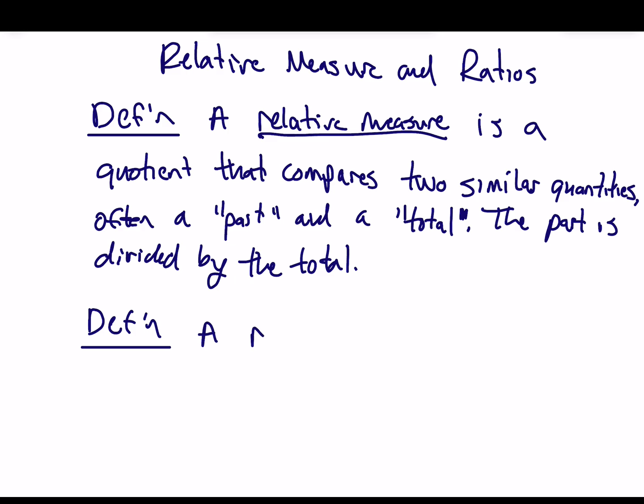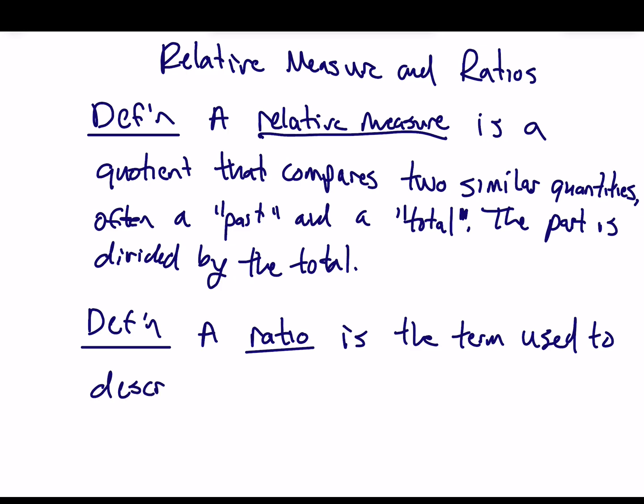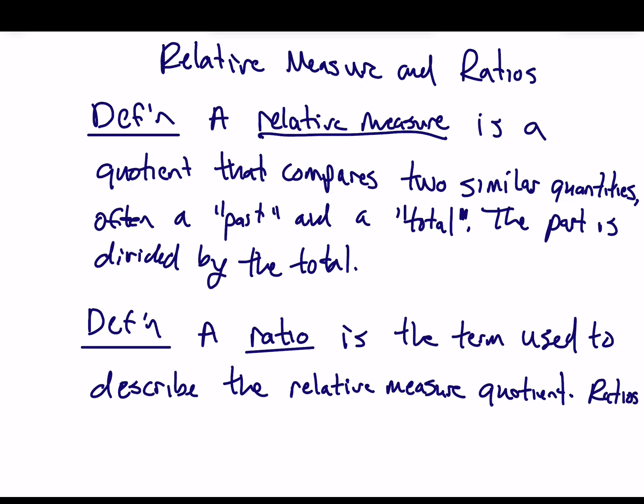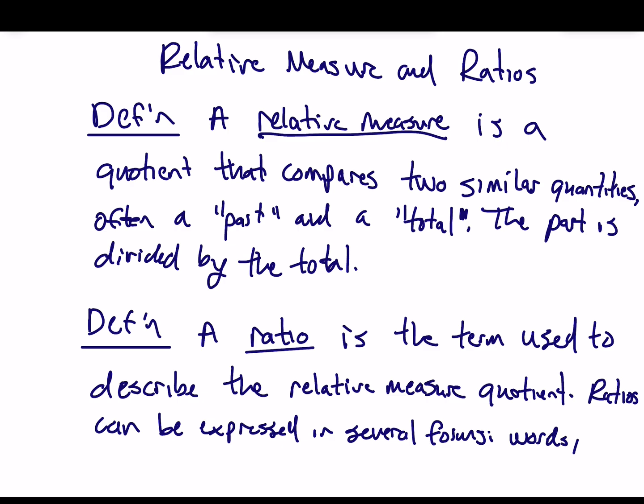Another definition for us. A ratio is the term used to describe the relative measure quotient. Ratios can be expressed in several forms: as words, fractions, decimals, and percents.